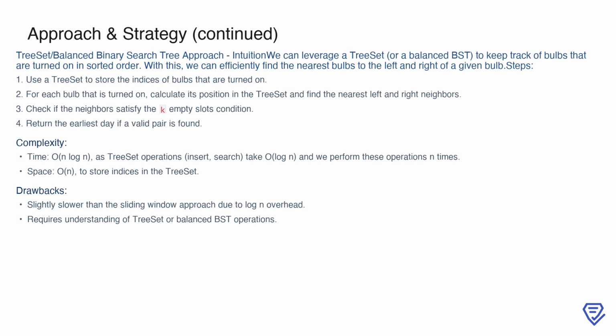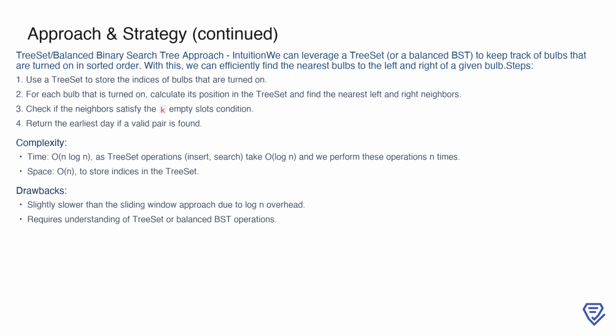For each bulb that is turned on, we add its index to the tree set and then use it to find the closest bulbs to its left and right. These neighbors are then checked to see if they satisfy the k-empty slots condition. If they do, the corresponding day is returned.